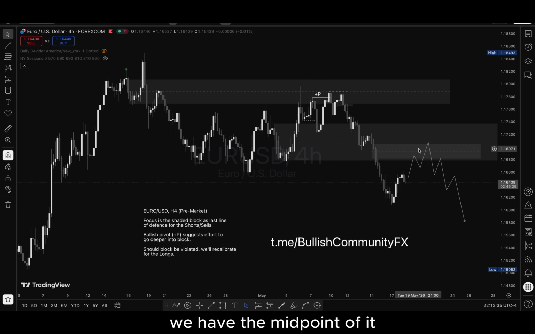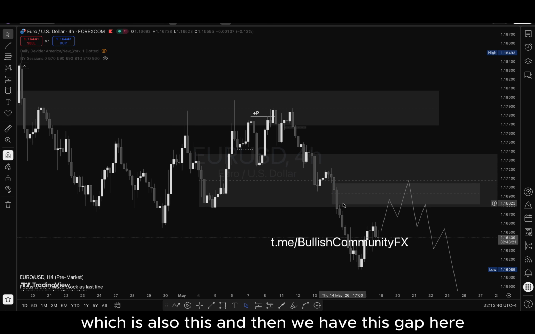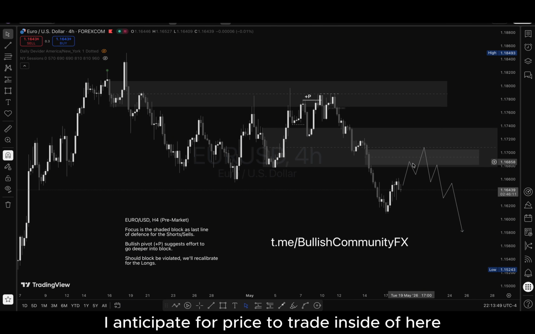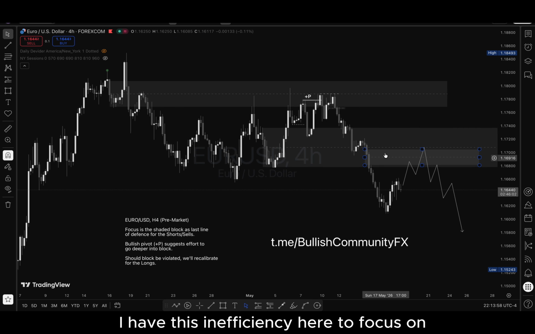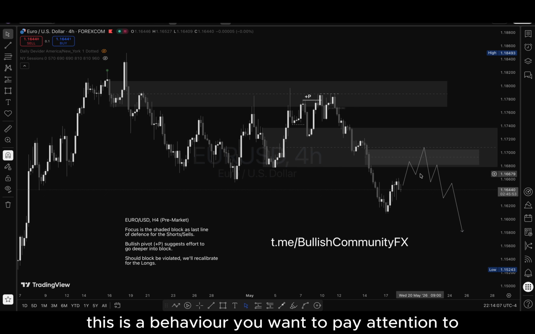We have the midpoint of it, which is also this, and then we have this gap here, this inefficiency here. I anticipate for price to trade inside of here. I have this midpoint to focus on. I have this inefficiency here to focus on. So I want to see this behavior. This is a behavior. You want to pay attention to this behavior in price.